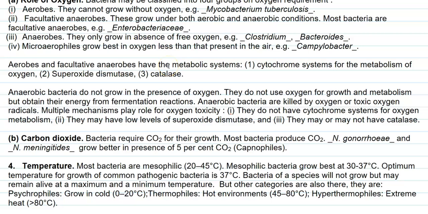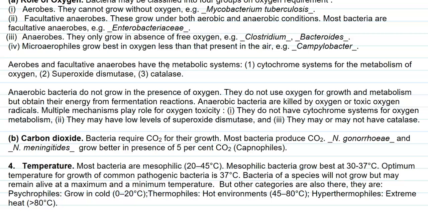Next, we look at the points related to carbon dioxide. Bacteria require carbon dioxide for their growth. Even heterotrophic organisms require carbon dioxide, whereas for an autotrophic organism, it is definitely required to fix their own carbon. Most bacteria produce carbon dioxide as the end product of metabolism. The carbon that is taken inside, especially glucose, is metabolized and finally converted into carbon dioxide in the TCA cycle. That is the process by which carbon dioxide leaves the system.